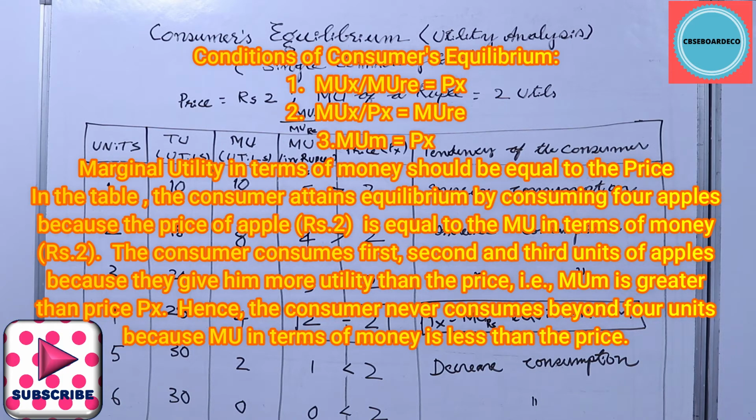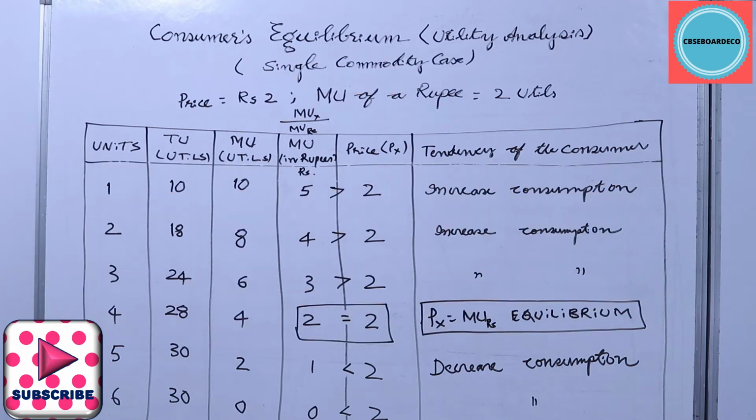The third unit, 6 utils of satisfaction, in terms of rupees is 3 rupees, and you are paying only 2 rupees, so increase consumption. The fourth unit, you are paying 2 rupees for it, and you are getting satisfaction equivalent to 2 rupees. This is the point of equilibrium. Stop here. If you go beyond that, you are paying 2 rupees, but your satisfaction is less than 2 rupees. The consumer definitely won't go in for this. He'll stop by consuming 4 units.